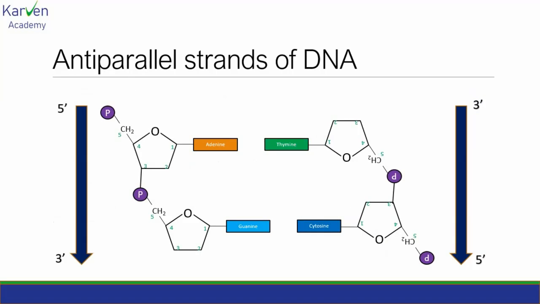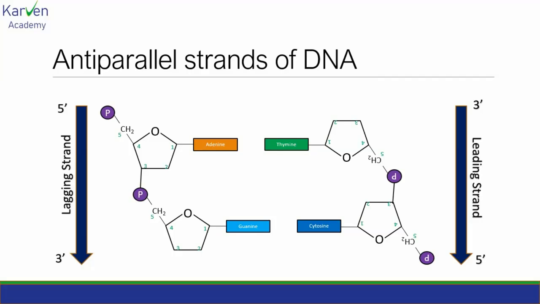Let's have a look at these antiparallel strands of DNA. Note that one strand runs from the 5' to the 3' and is called the lagging strand, and the strand that runs from the 3' to the 5' is called the leading strand. The reason why they call them 5' and 3' relates to the carbon number. The 5' refers to the 5th carbon in that pentose sugar, whereas the 3' refers to the 3rd carbon of that pentose sugar.